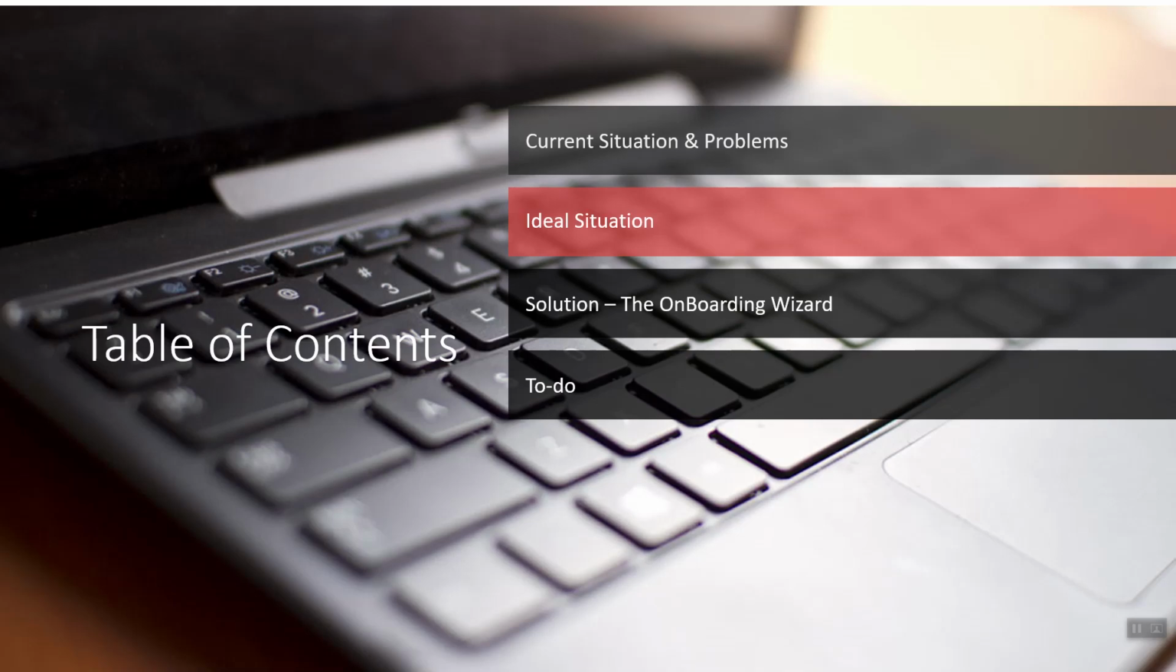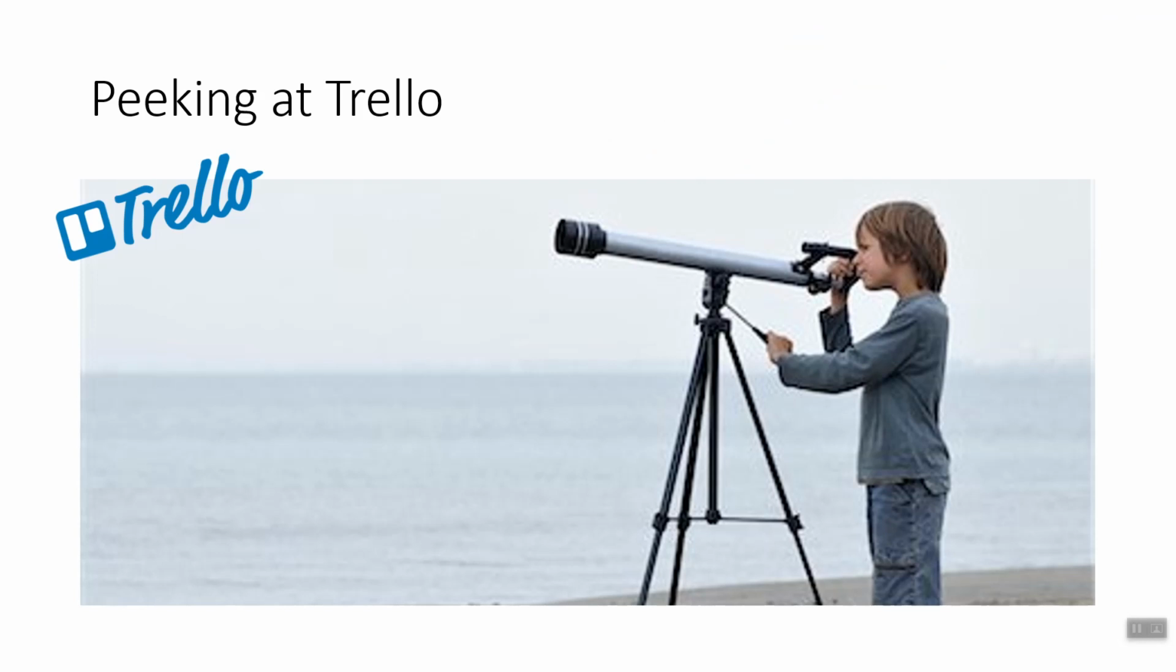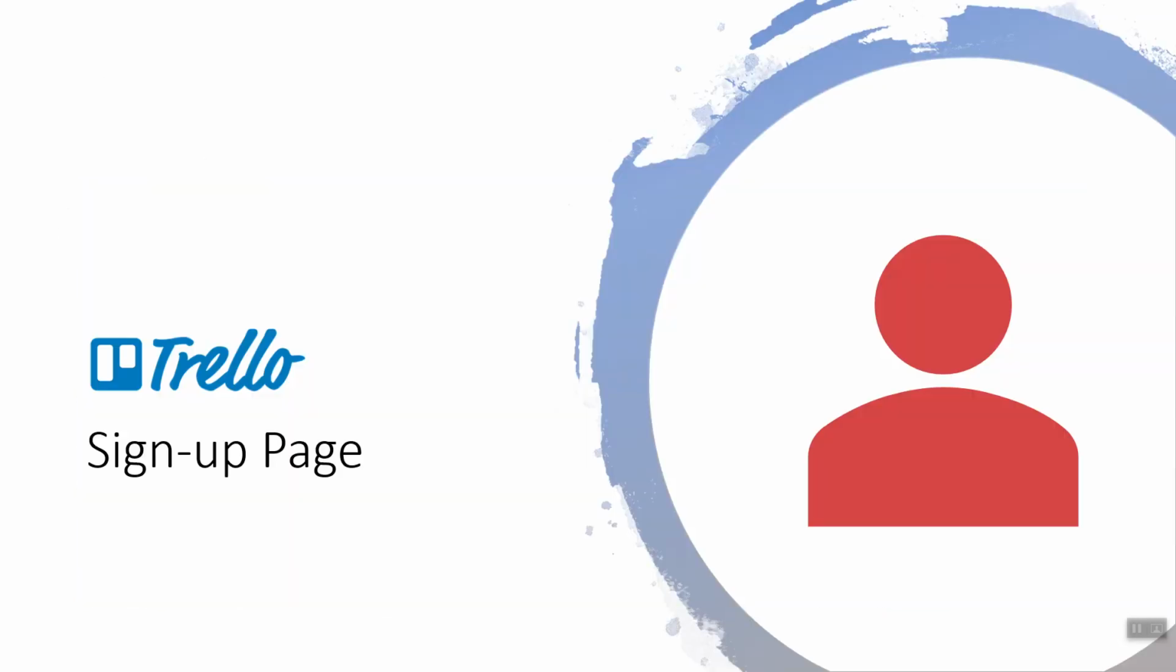So what is the ideal situation? So first of all, the user should know what to do next after signing up. And then the user should know if they need an invitation first to join a company. And finally, the user should understand a bit of key terms like company, module, and learning item. Okay, so let's look at Trello to get some ideas.